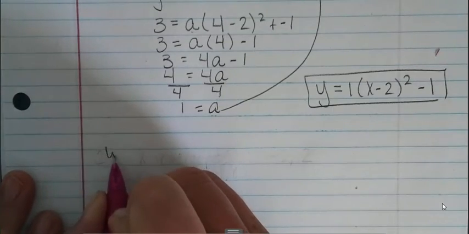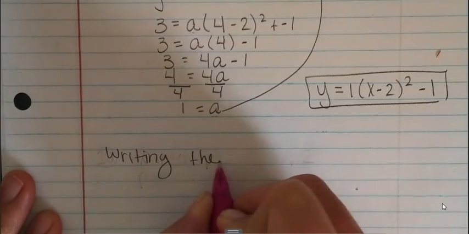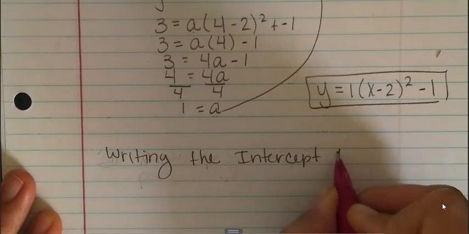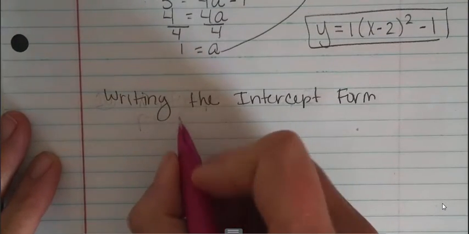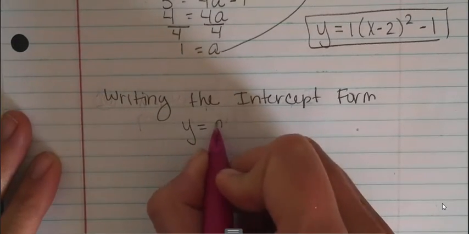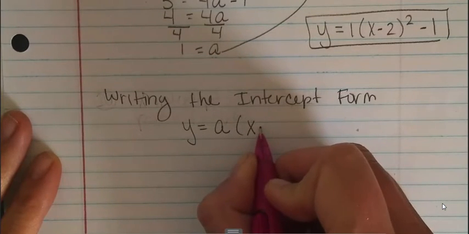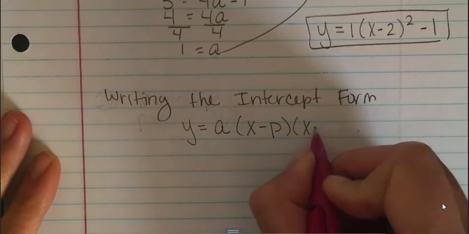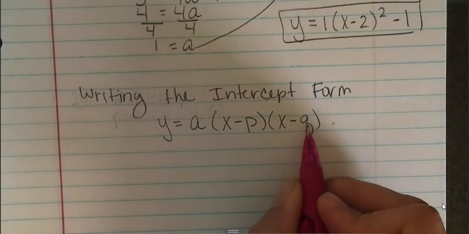Next we'll do one where we're going to be writing the intercept form. So just as a reminder, the intercept form has two factors with x's in them, and they're binomials. So like x minus p and x minus q. And remember that p and q are x-intercepts.